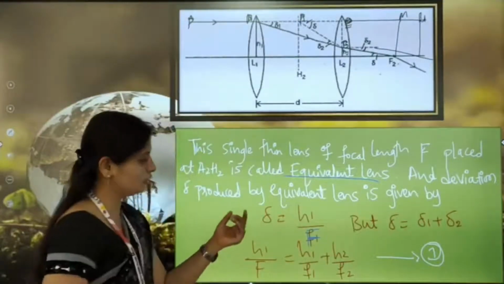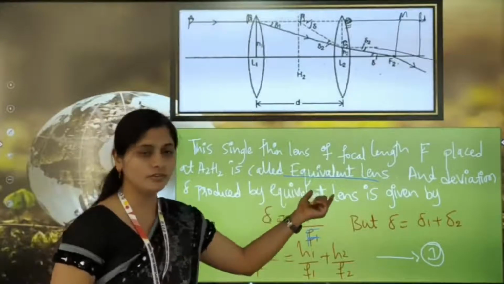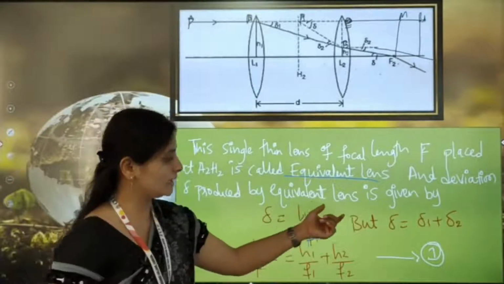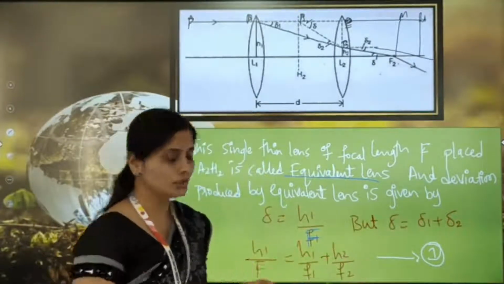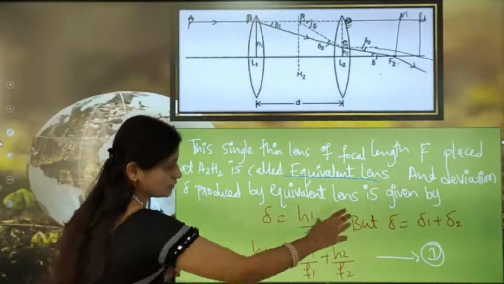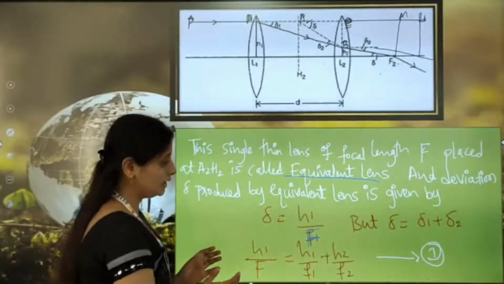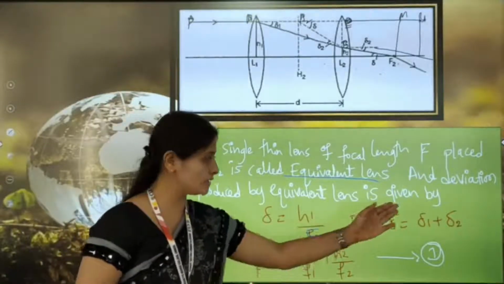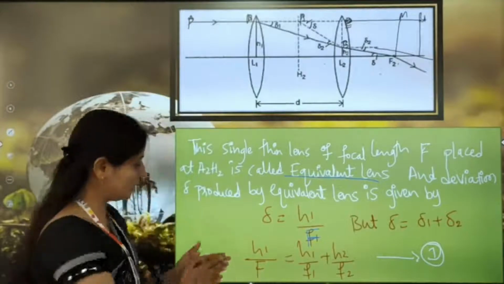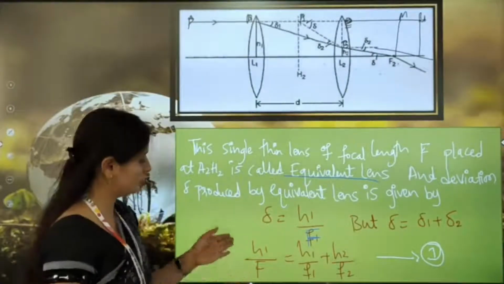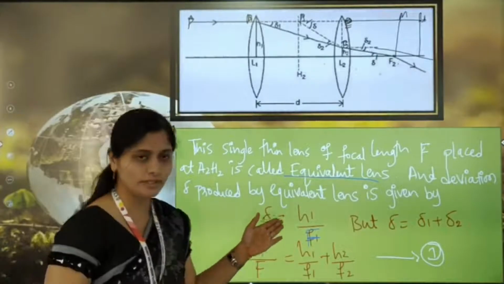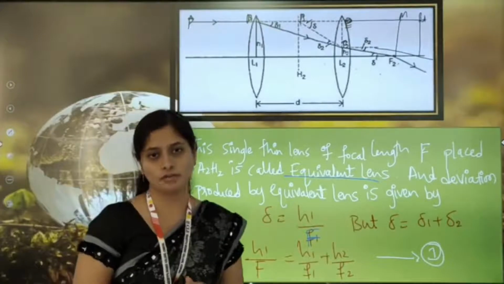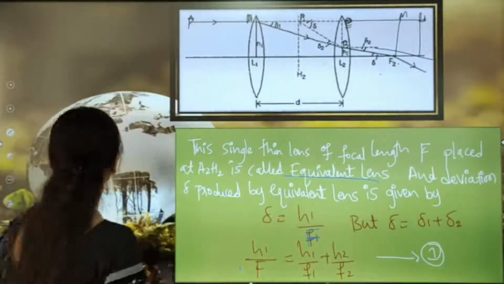Okay. So, the deviation of the equivalent lens, we are getting delta equal to H1 divided by capital F. So, delta is equal to delta 1 plus delta 2. So here we are taking these terms as they are, by using this equation. Next, we already know that delta 1 is nothing but H1 by F1 and delta 2 is nothing but H2 by F2. So here we are substituting those values. So H1 by capital F equal to H1 by F1 plus H2 by F2. So here we are getting our equation number 1. Okay, got it? We'll move to the next.